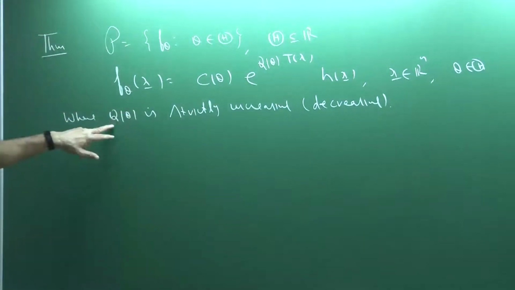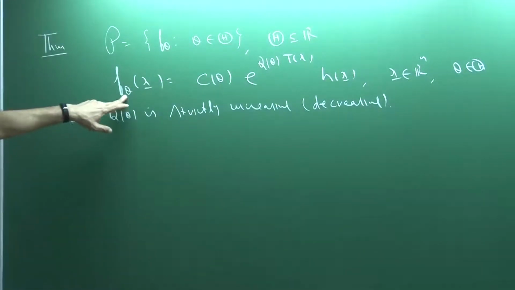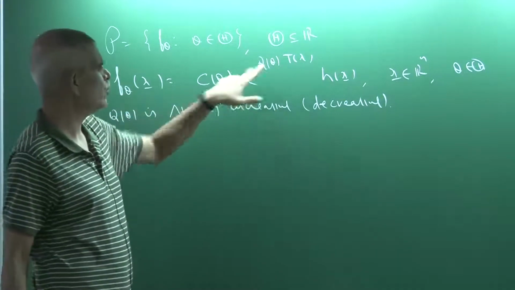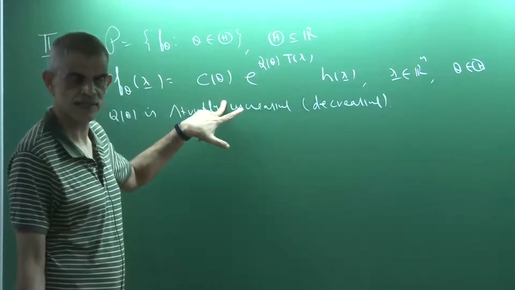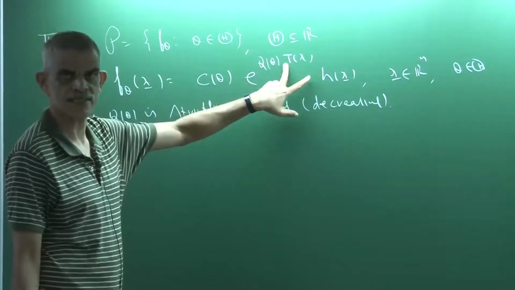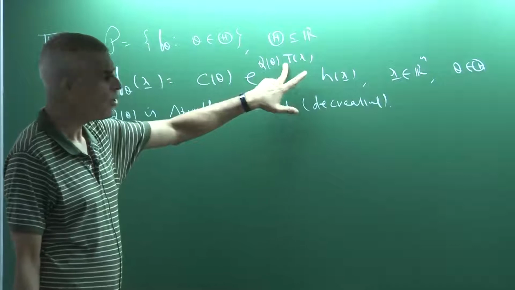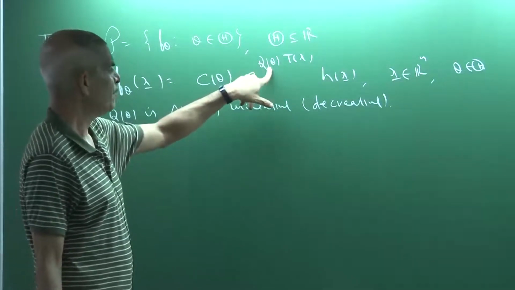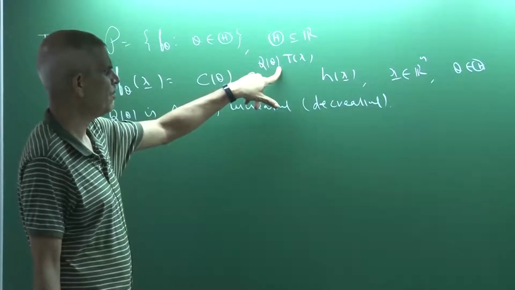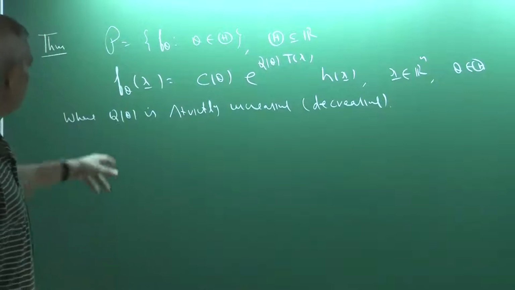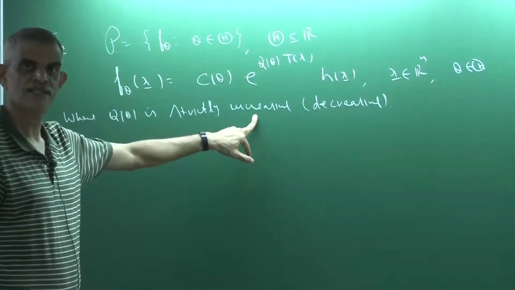First understand what q theta being strictly monotone means. That means if I consider f theta 2 x upon f theta 1 x, it will be c theta 2 upon c theta 1, which does not depend on x, then e to the power q theta 2 minus q theta 1 into T x. So if q is increasing, then q theta 2 minus q theta 1 will be positive, so this would be increasing in T x. So it would have an MLR if q theta is strictly increasing.